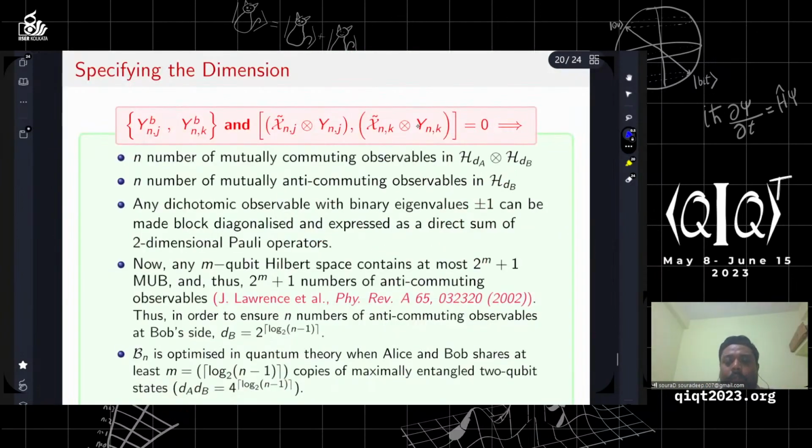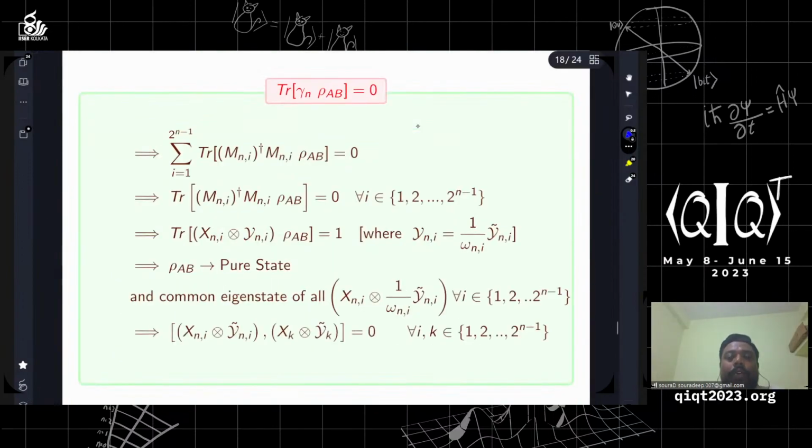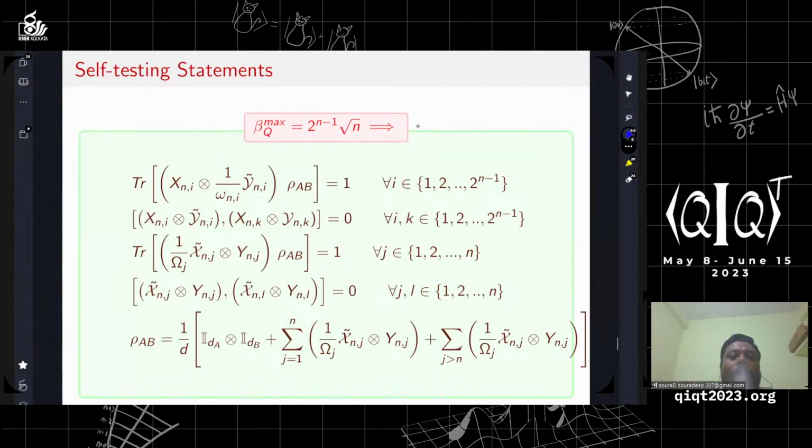I'm just going to the conclusion that the maximum violation you obtain is 2 to the power n minus 1 times root n, and one can simply see if I put n equal to 2, it reduces to the CHSH inequality, and that value becomes 2 root 2, which is the value that Tsirelson derived. But in the Tsirelson derivation, Tsirelson assumed the dimension of the system. Here we have not assumed the dimension of the system. So we got some statement.